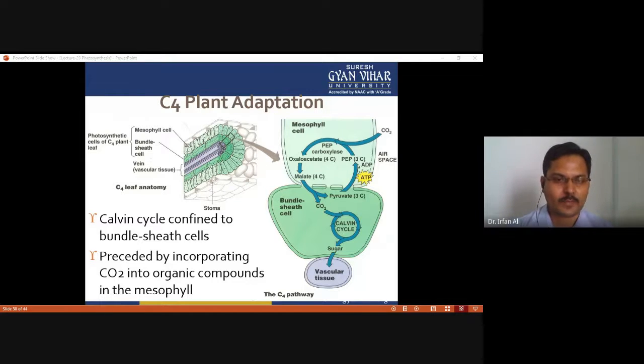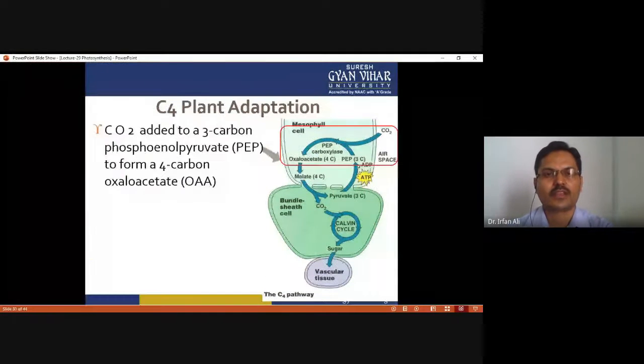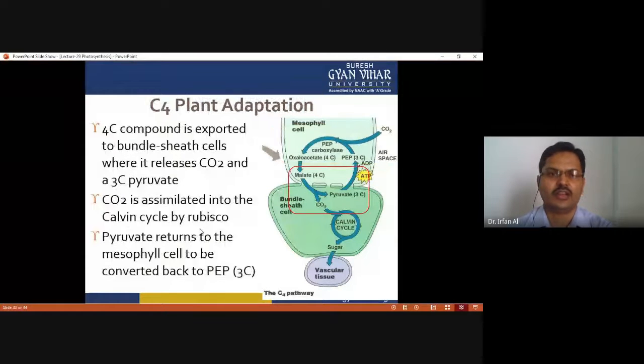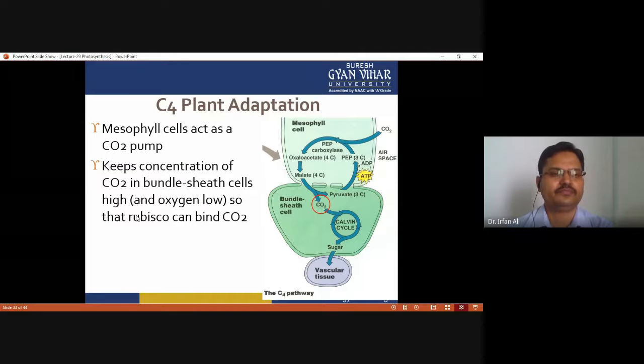Now this CO2 is added to three carbon phosphoenol pyruvate to form four carbon oxaloacetate. We have discussed this already. Now mesophyll cells act as a CO2 pump, a CO2 fixation chamber. CO2 is fixed in the mesophyll cell and released into the bundle sheath cell, where there is no problem of oxygen presence. So this is called C4 plant adaptation.